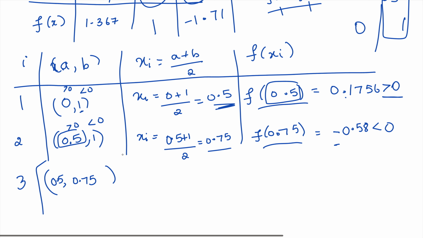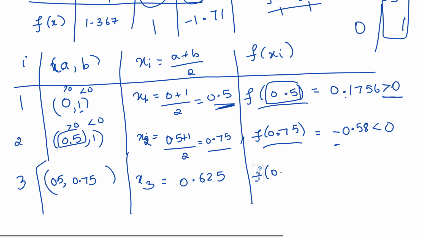So this is the third step, right? So it will be x3. Here it should be x1, x2, x3. Now what is x3? 0.5 plus 0.75 by 2, it's 0.625.